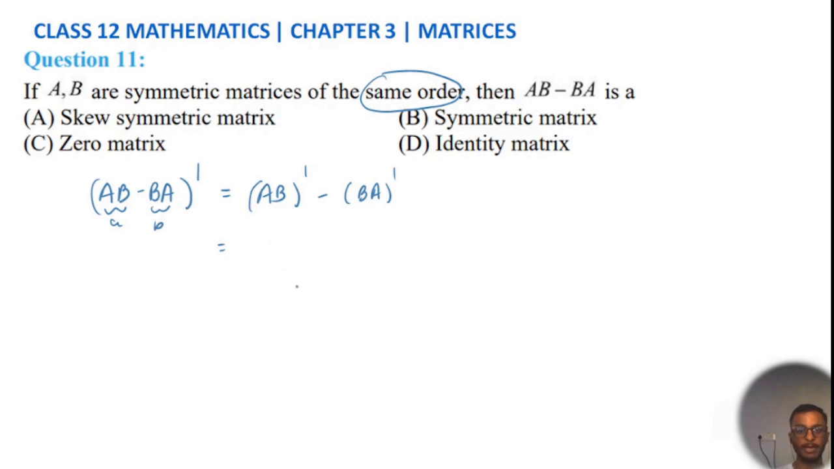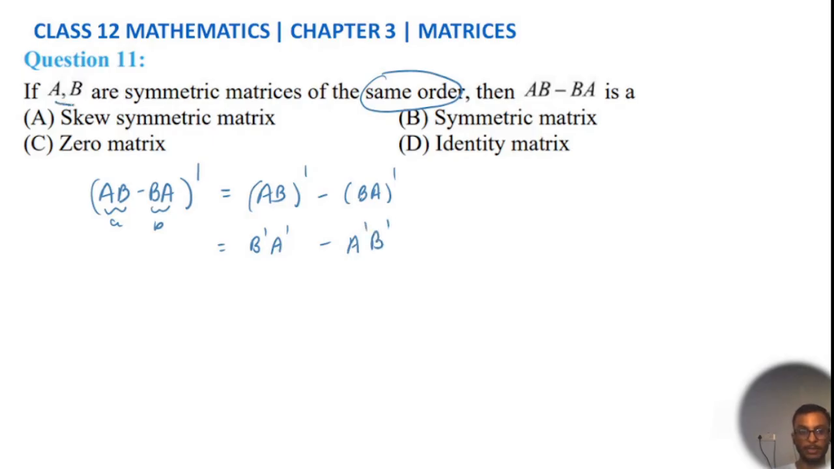Now what will be AB transpose? It will be B transpose A transpose. And what will be BA transpose? I am not repeating properties, okay? In the previous video I gave you a quick recap, and in the introduction video I showed everything in detail. What will be BA transpose? It will be A transpose B transpose.